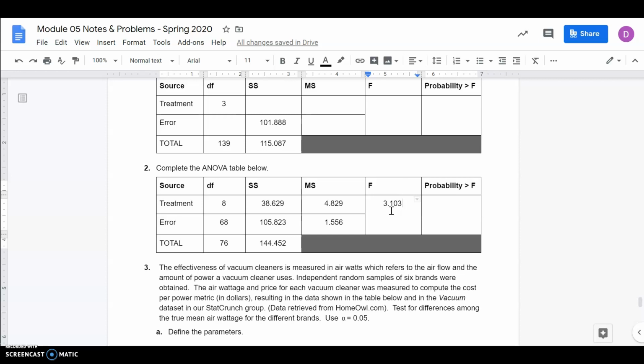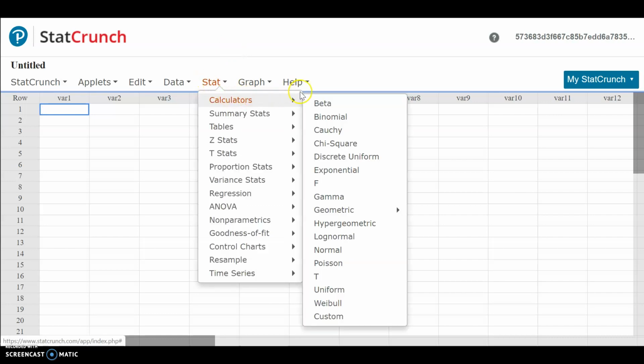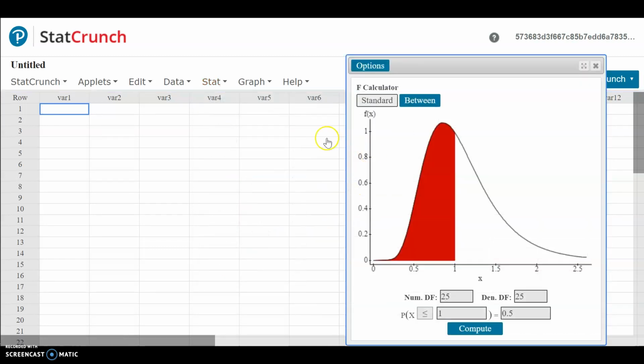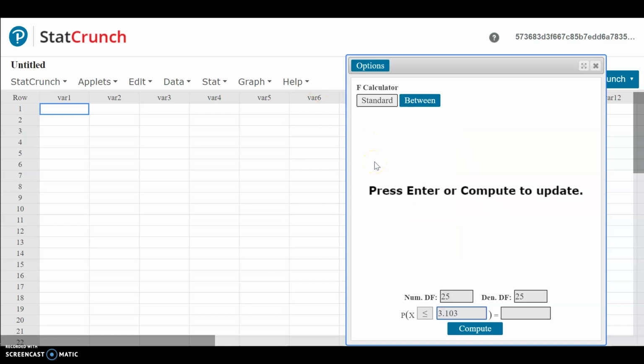Like with the t-tests and the proportion tests, this F statistic is a value from a distribution. It's a new distribution we haven't worked with yet called the F distribution. And like the standard normal and the t distribution, we have a calculator that we can work with in StatCrunch. So we take our F stat and plug that into this calculator here, 3.103.